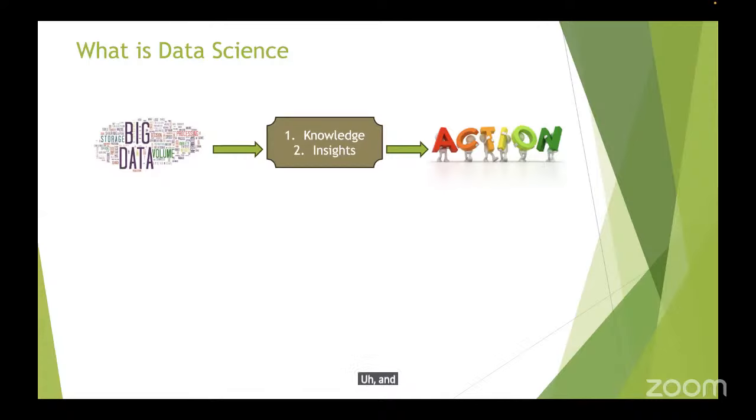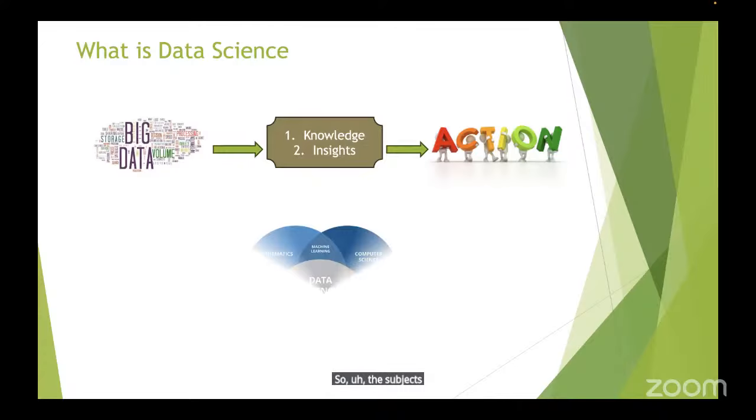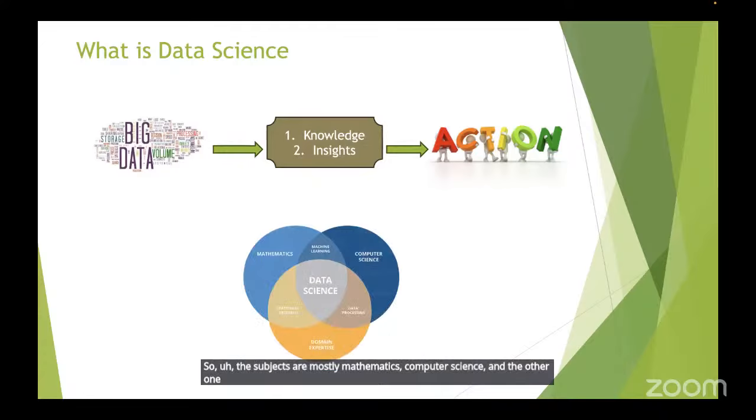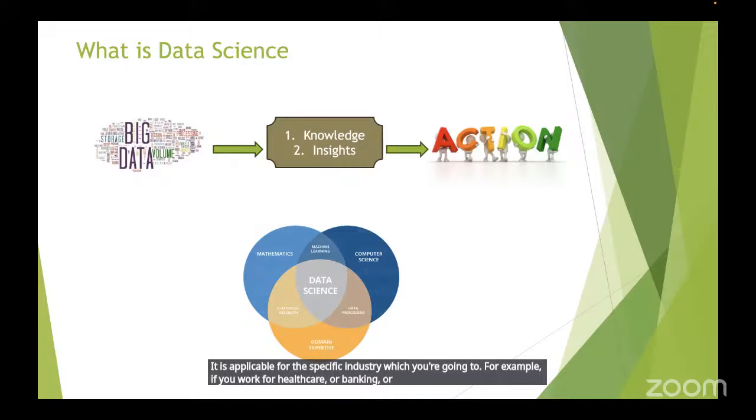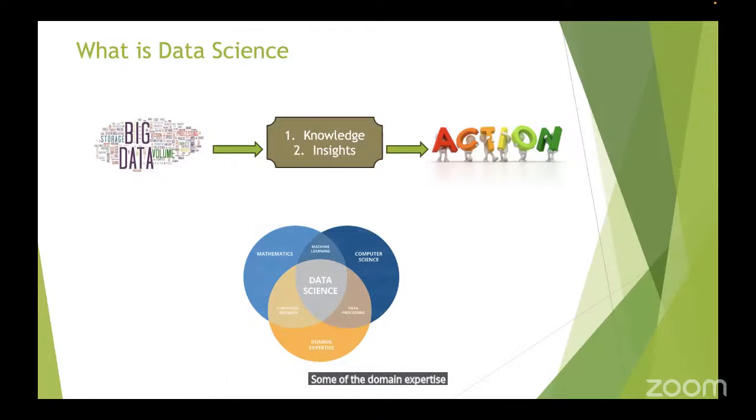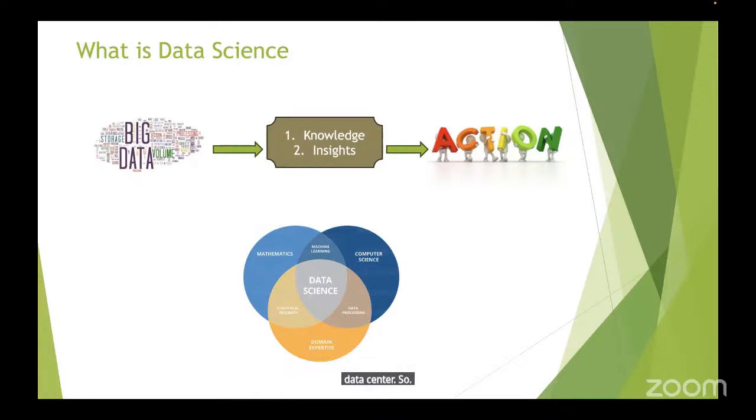And for data science, there are three important subjects you should be very, very clear on. The subjects are mostly mathematics, computer science, and the other one which may not be taught in college, which is domain expertise. Domain expertise is basically applicable to the specific industry which you're going to work for. For example, if you work for healthcare or banking or telecom, that is your domain expertise. The combination of all these three things put together will give you data science. So basic things, mathematics, computer science, and domain expertise, put together will become the data science concept. So when you say mathematics and computer science, it is mostly machine learning where you apply that.